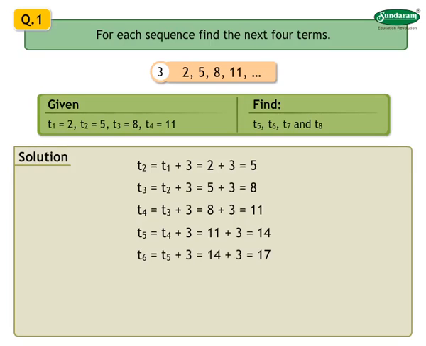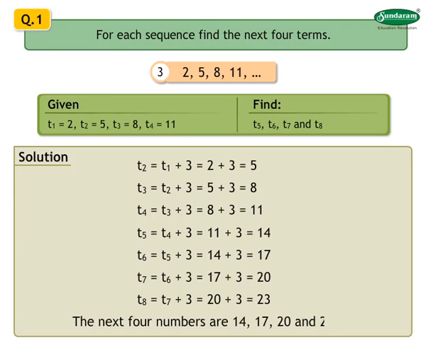T6 is equal to T5 plus 3 is equal to 14 plus 3 is equal to 17. T7 is equal to T6 plus 3 is equal to 17 plus 3 is equal to 20. T8 is equal to T7 plus 3 is equal to 20 plus 3 is equal to 23. Here, each term is added 3 to get consecutive numbers. The next four numbers are 14, 17, 20 and 23.